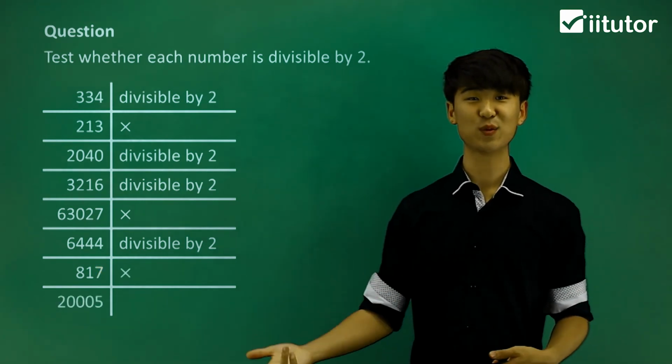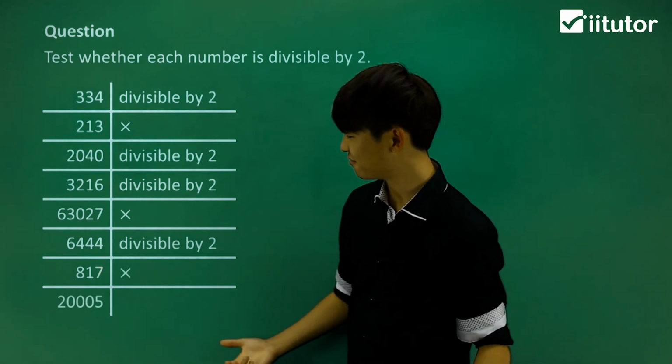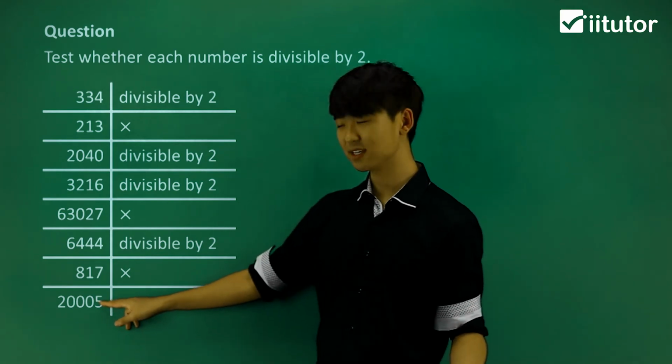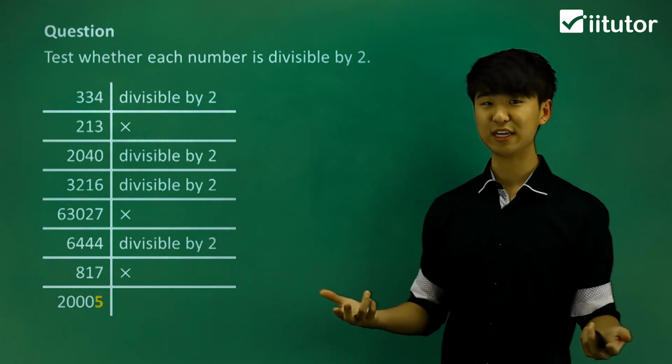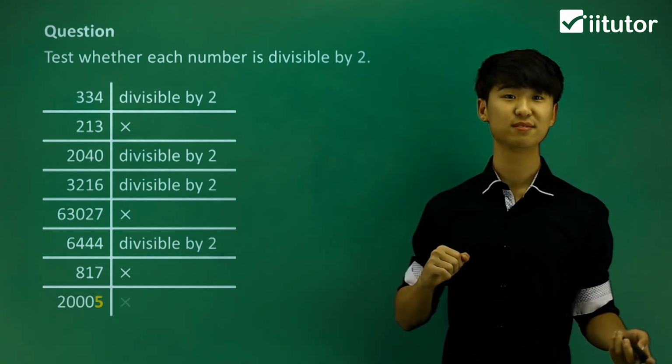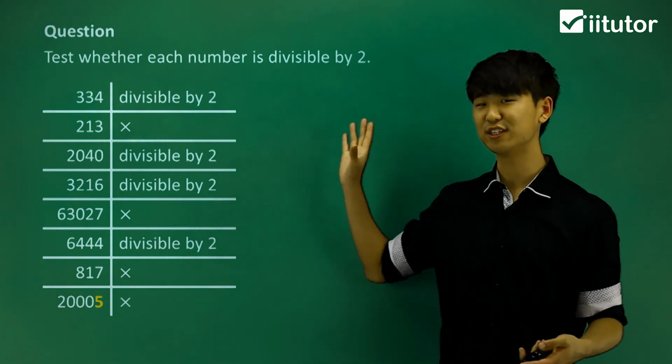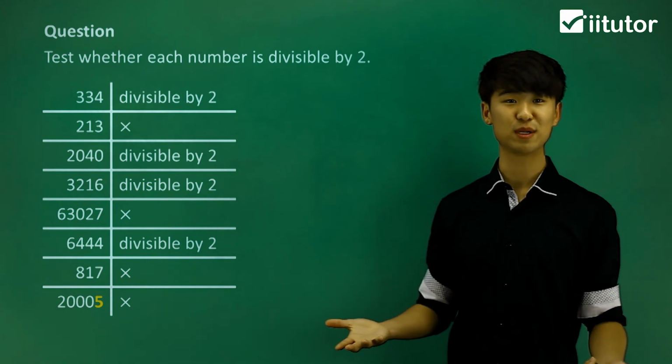And finally, 20,005. Again, it doesn't matter how large the number is. The last digit is 5, and that one is not an even number, it's not 0, so this one is not divisible by 2. So this is how we see if some numbers are divisible by 2.